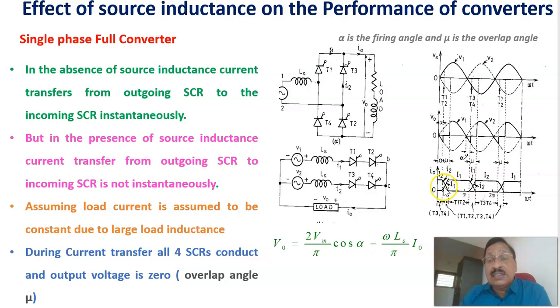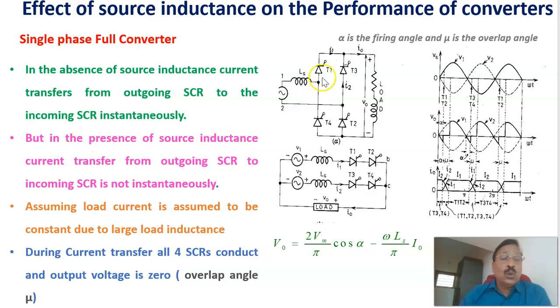That is shown here. The current is slowly building up in I1 and I2, and the current through this other leg is slowly dying out. But during this period, all of T1, T2, T3 and T4 are conducting, and we can see that the output voltage equals 0. This angle we call the overlap angle mu, and of course this is the firing angle alpha.